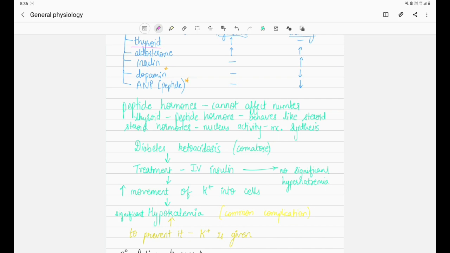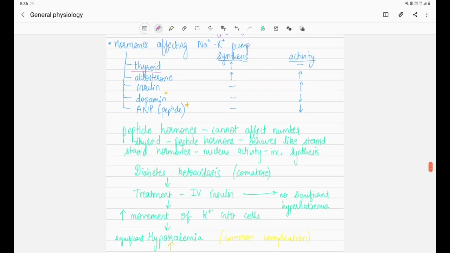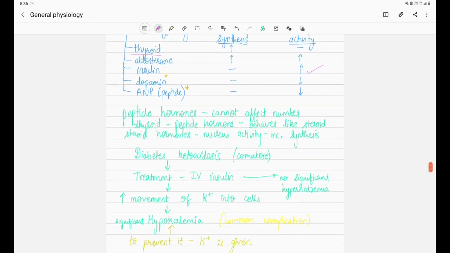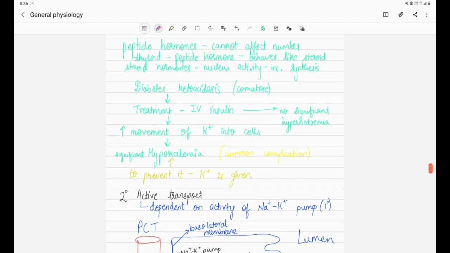Now what will happen because of this IV insulin? Insulin increases the activity of the sodium-potassium pump, as we have seen here. So as this increases the activity of the sodium-potassium pump, the movement of K+ into the cells will increase, and this will cause significant hypokalemia. This is the common complication seen in diabetic ketoacidosis patients. So to prevent it, potassium is given.